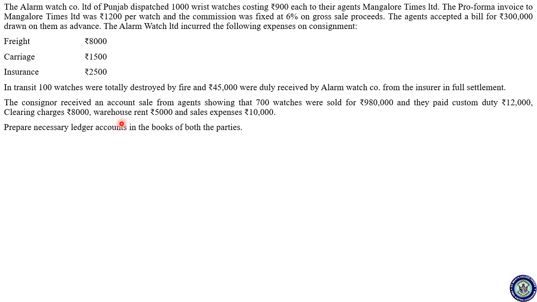Warehouse rent is incurred after the goods are assembled in the warehouse. Sales expenses are incurred after assembling, when you sell. So these two are recurring in nature, but custom duty and clearing charges are non-recurring in nature. So you have to prepare the necessary ledger accounts in the books of both the parties.